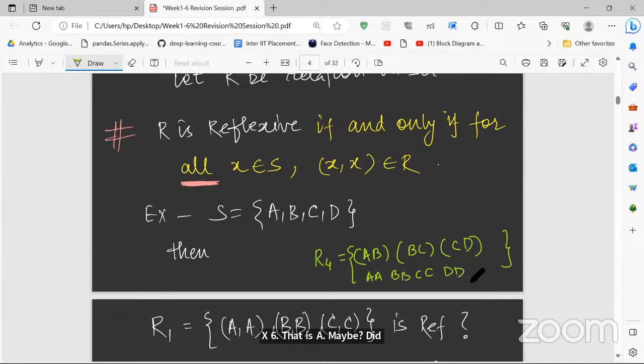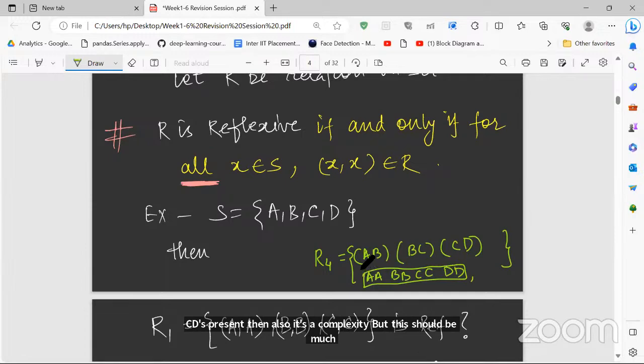If these four are present, and apart from these four, if AB, BC, CD are present, then it's still reflexive. But these four must be present. That is the first priority. Correct? Okay, right.